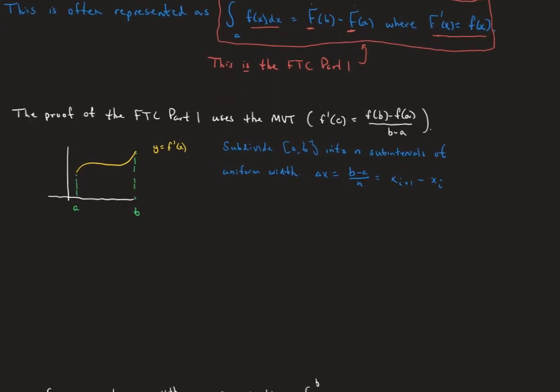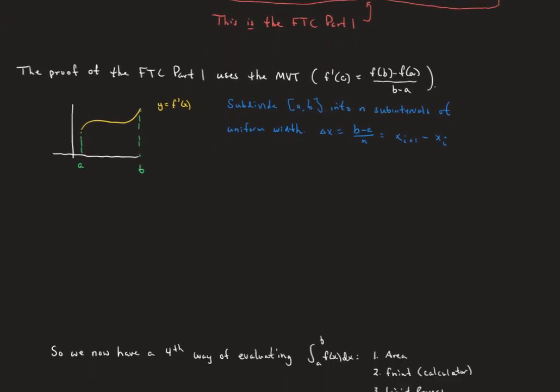The proof of the fundamental theorem of calculus, part 1, uses the mean value theorem. So remember, the mean value theorem says that if we have a function that is continuous on the closed interval and differentiable on the open interval, then f prime of c is equal to f of b minus f of a over b minus a for some c in between a and b. So c is in between a and b. So we're going to use that.